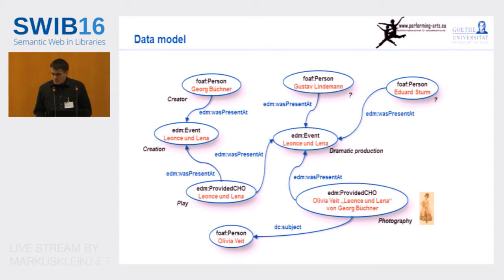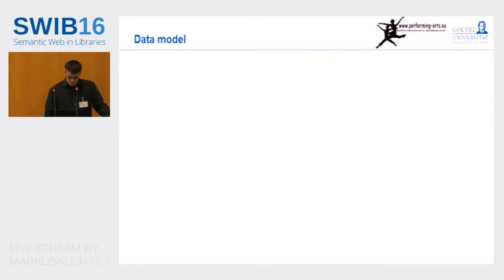And of course, we have to work on the data to have the information in the data, because it doesn't make sense to model it if we don't get the data in. But altogether, we are happy with the model. It's flexible. There's no need to mention it here.